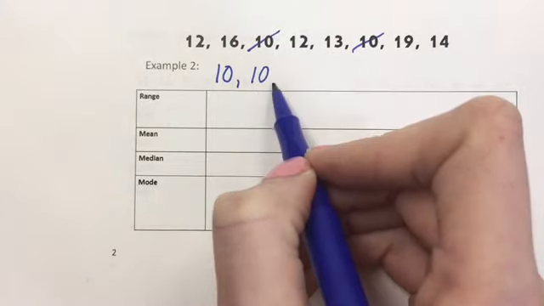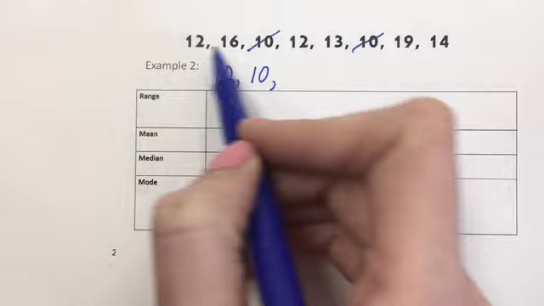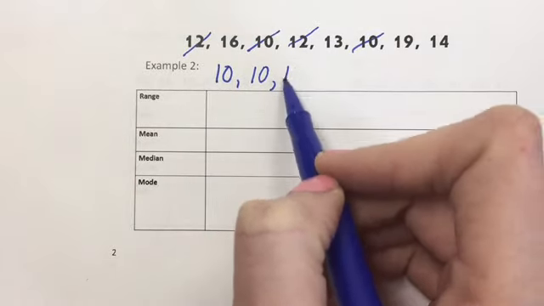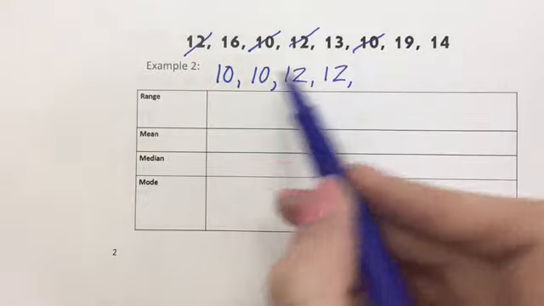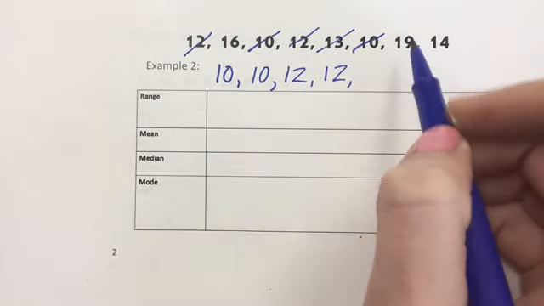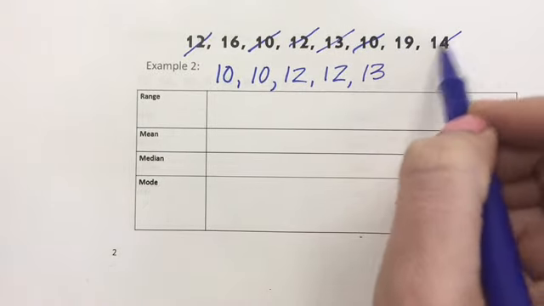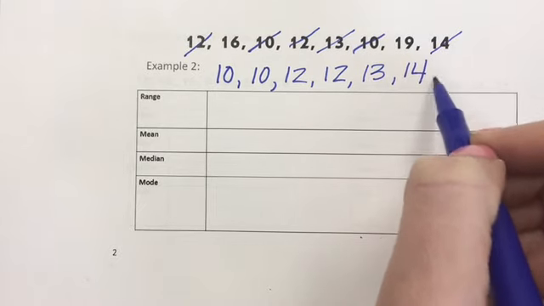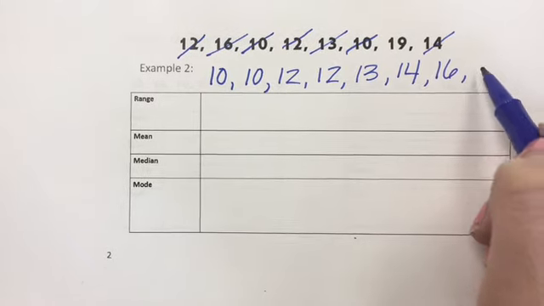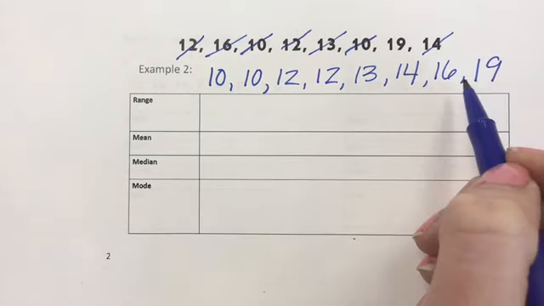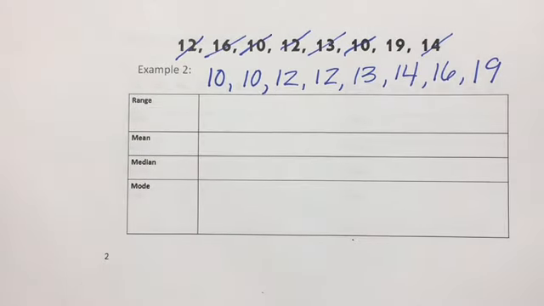So I have the 2 10s pulled down here. The next smallest I see is 12 and 12, and I'll bring both of them down here. If they're listed twice, we list them twice. And then 13 is the next smallest. Then 14, then 16, and then 19. Okay, so I've got them ordered least to greatest.